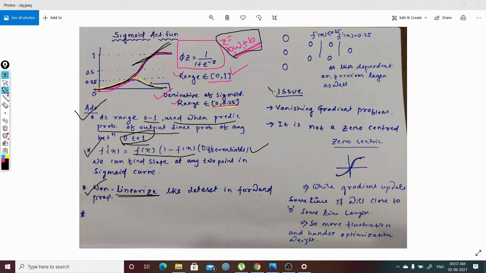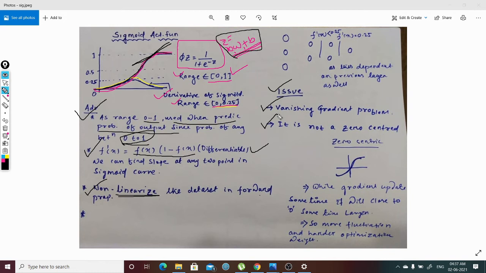Okay, let's see the issues. What are the issues of the sigmoid activation function? It has the vanishing gradient problem. Yes, I'll talk about that, what the vanishing gradient problem is. And it is not a zero centered function.